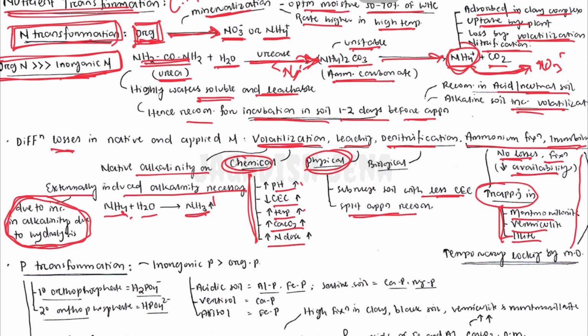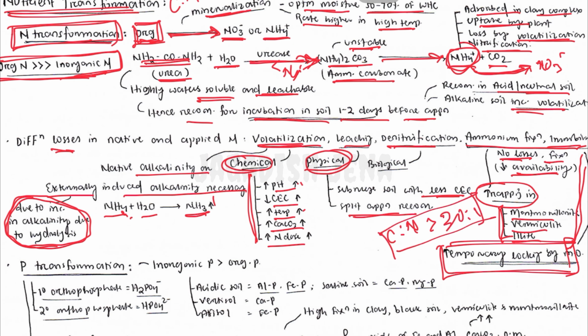Immobilization, when it happens, is a microbial process, and basically it is the temporary locking of available nitrogen in the soil. It happens when the C:N ratio goes beyond 30:1, then more carbon is available. So to consume more carbon, more microbes will grow there, and these microbes, for their body synthesis or protein synthesis, will trap the available soil nitrogen in their body. Okay, but that is temporary in nature.